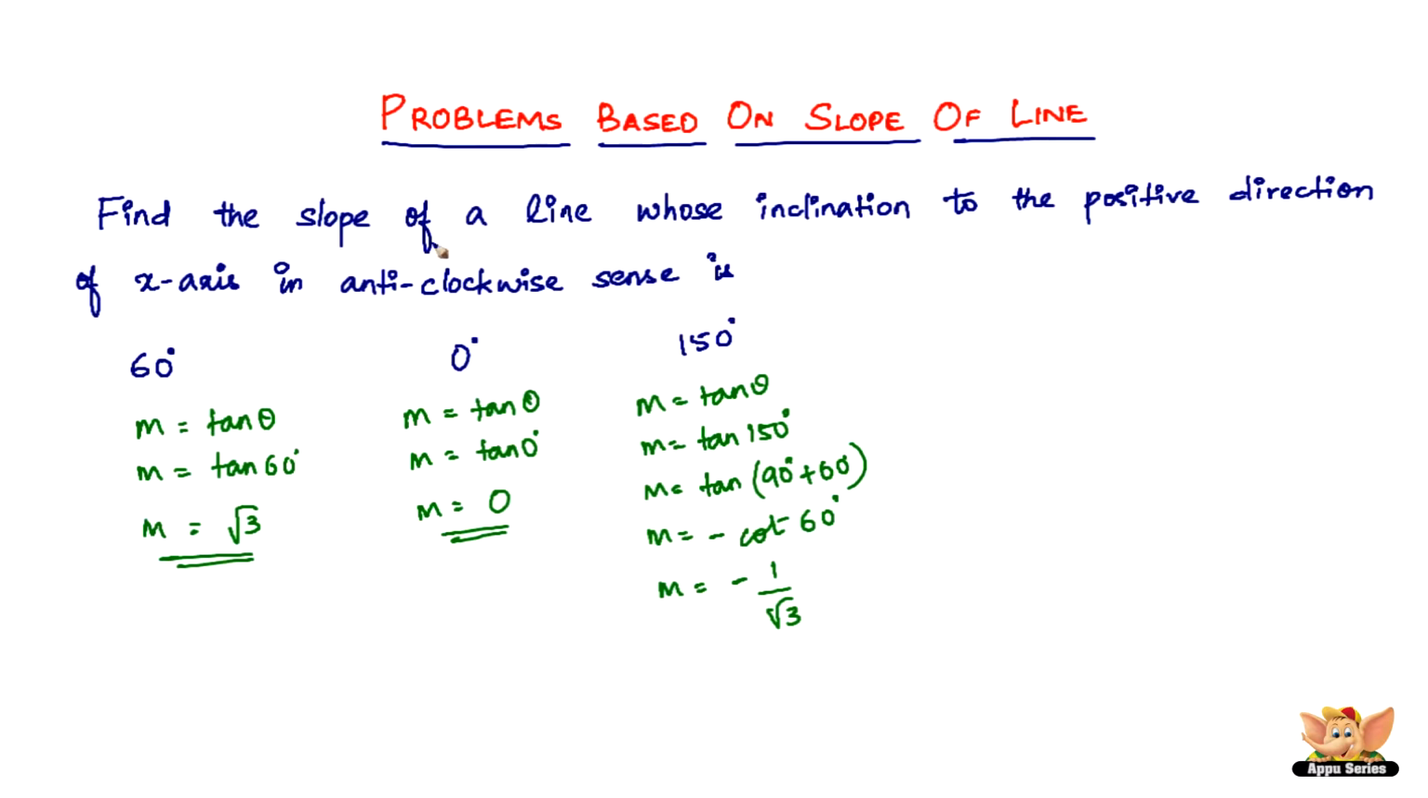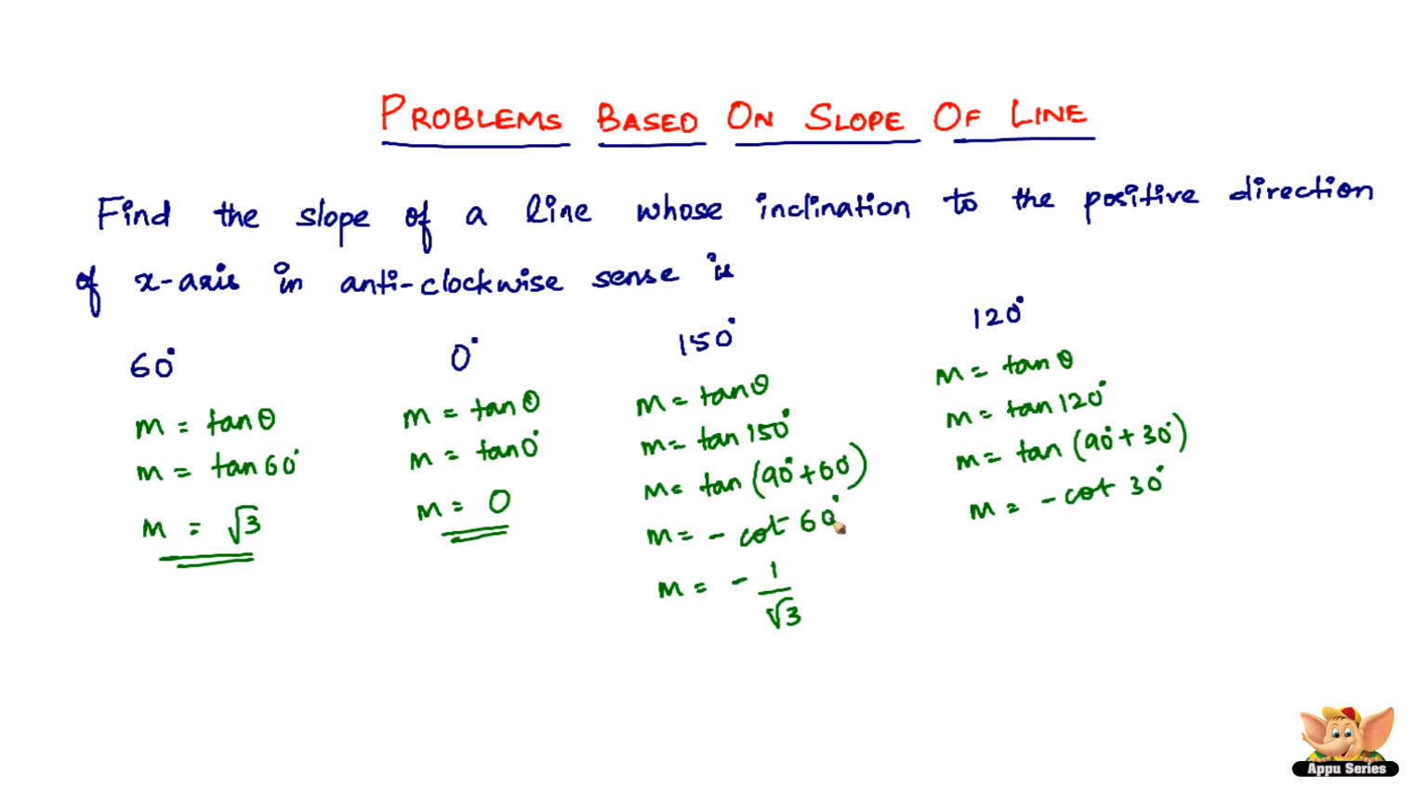Find the slope of a line whose inclination to the positive direction of x-axis in anticlockwise sense is 120 degrees. So let us solve it in a similar way. We have m equals tan theta, or m equals tan of 120 degrees, which can be written as m equals tan of 90 degrees plus 30 degrees. And m equals, again, minus cot of 30 degrees.